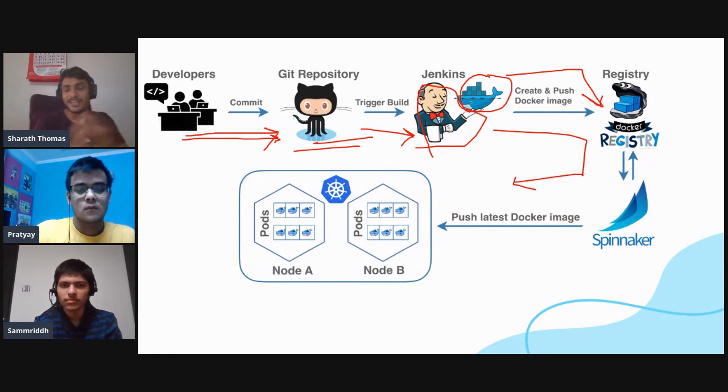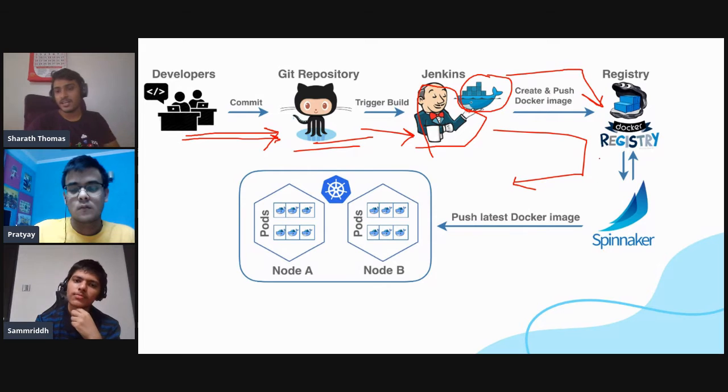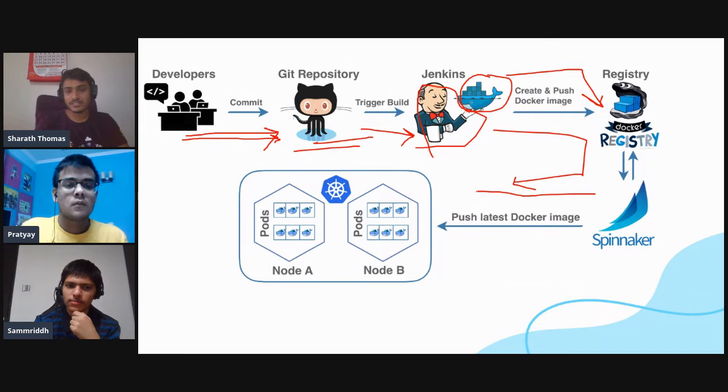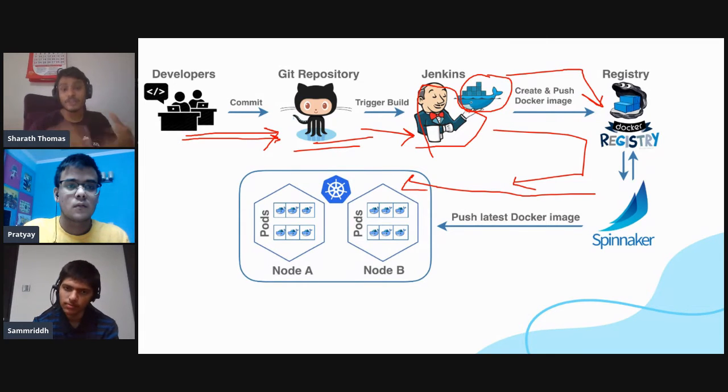I'll talk about it. And then Spinnaker will take whatever new image has been pushed to the Docker registry. It will automatically take this one, assign this image to Kubernetes, and then Kubernetes will deploy the new, updated version of the code to your cloud platform or wherever your server is.